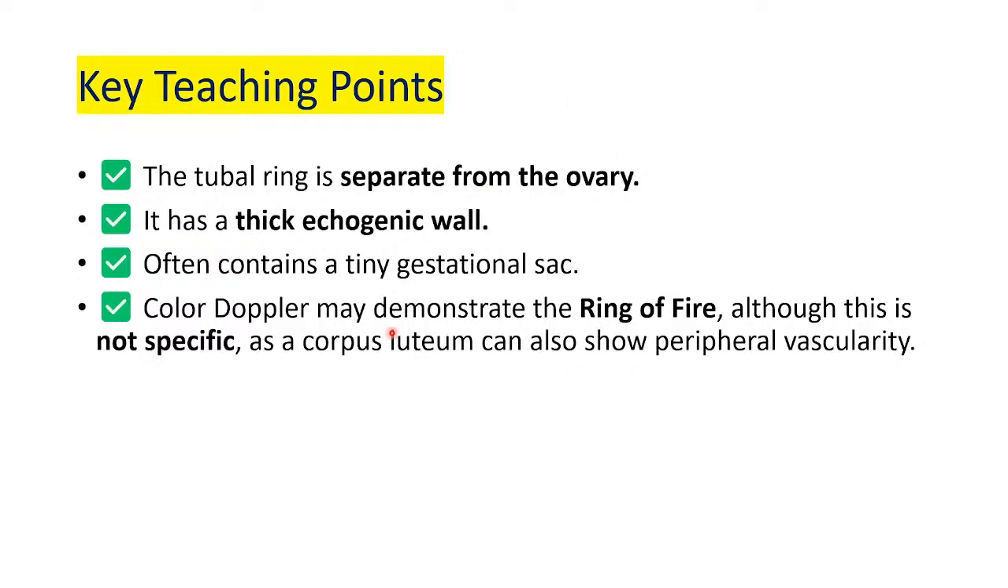So here you must be very, very careful. Color Doppler may demonstrate the ring of fire, but you can also see it in a corpus luteum. So if you see a ring of fire, it doesn't imply that it's an ectopic pregnancy automatically. It overlaps between the two. So you have to use other markers: the pregnancy test, and at the same time, the separation of the tubal ring from the ovary.